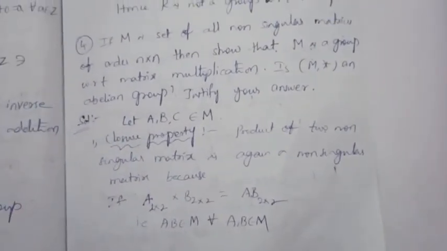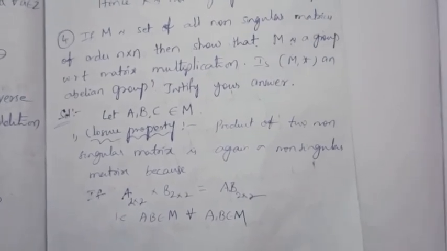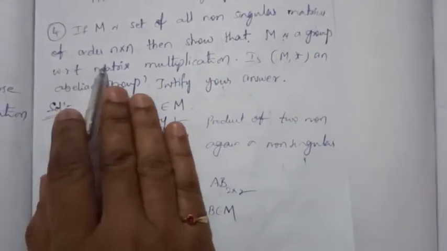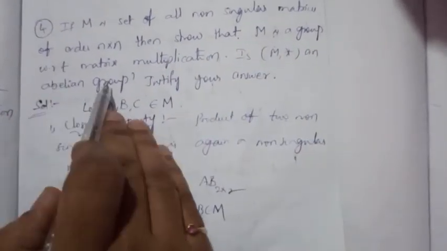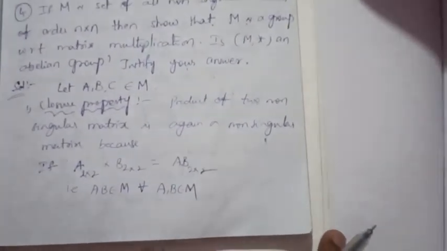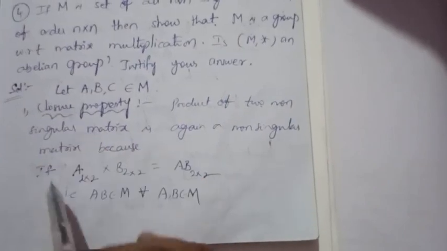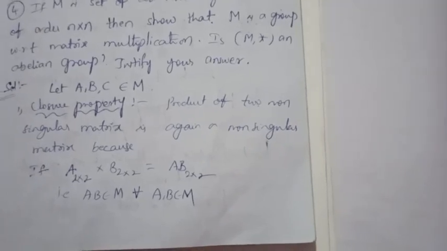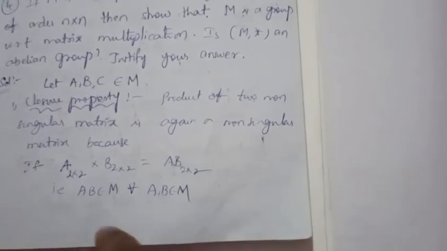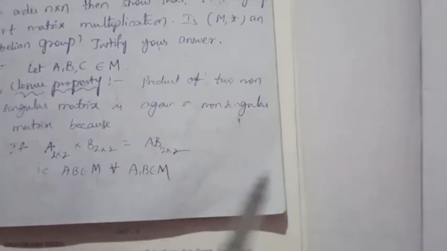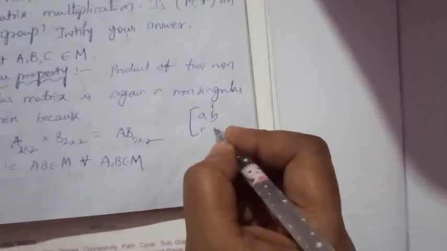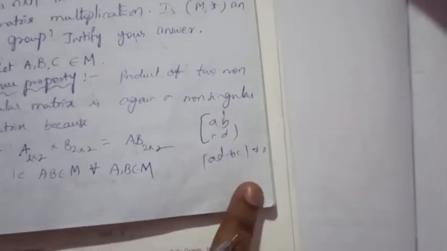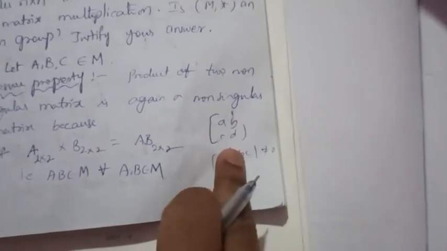Now I am going to continue with a problem I am taking differently, which I didn't say in the classroom. If M is a set of all non-singular matrices of order n by n, then show that M is a group with respect to matrix multiplication. And is (M, *) an abelian group or not, we have to justify. Non-singular matrix means here |A| not equal to 0. That means in case of a 2 by 2 matrix, if AD minus BC is not equal to 0, then that particular matrix is called a non-singular matrix.